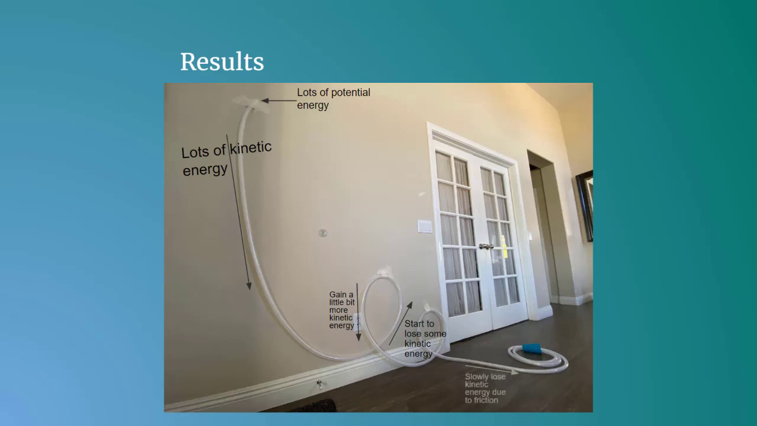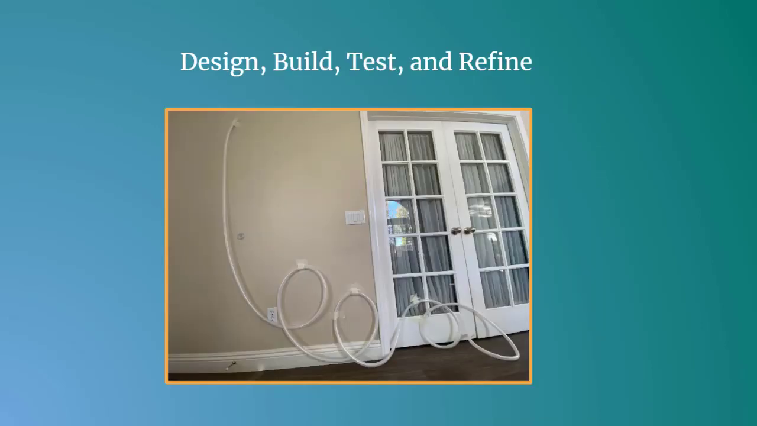The same thing happens with the lower loop too. Once the marble is through the lower loop, it will begin to slowly lose kinetic energy due to friction. If there is enough kinetic energy to overcome the friction, it will end up in the cup. Design, build, test, and refine.